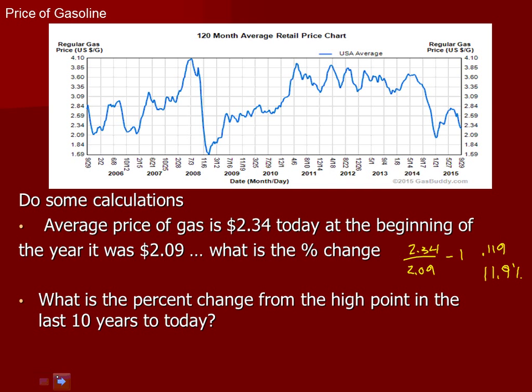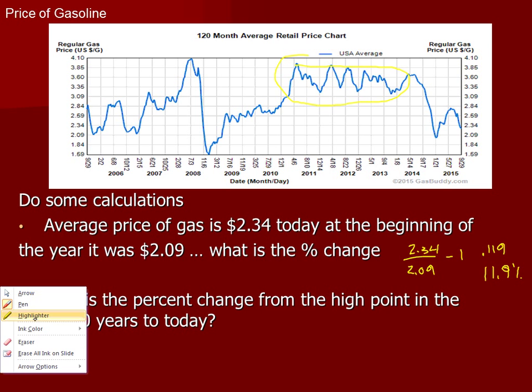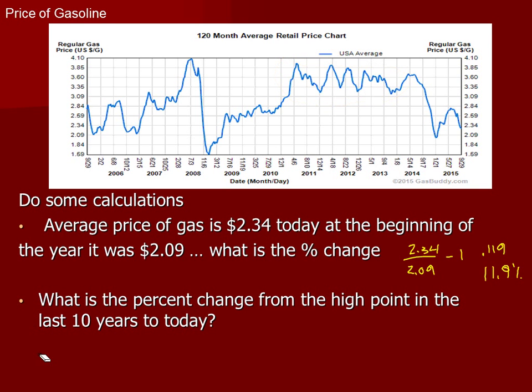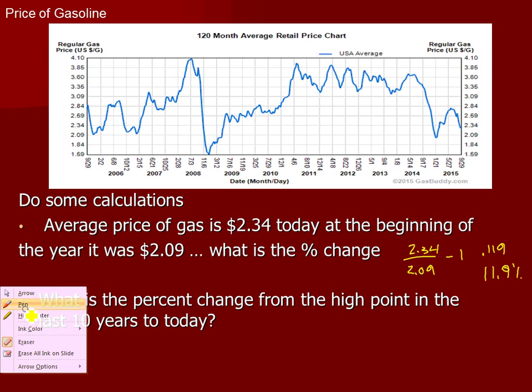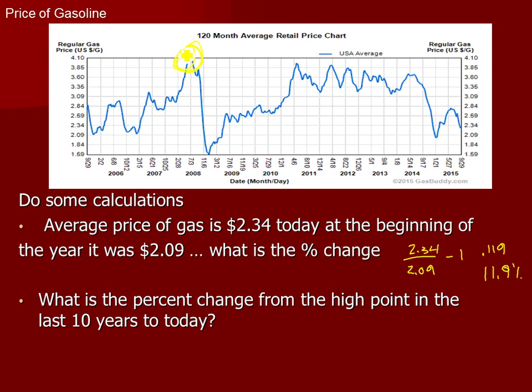What is the percent change from the high point in the last 10 years till today? I bought my car when gas was around here. So I bought a very small fuel-efficient car, assuming that gas prices were going to stay the same. I should have known better, knowing that gas prices change a lot, and I didn't have to buy a super fuel-efficient small car. But I like my fuel-efficient small car, so I'm not complaining. But it looks like the high point was $4.10 in July of 2008.